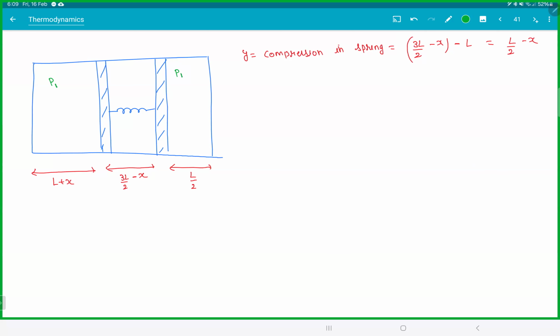Do you agree with that? Why should both be P1? Because the system is in equilibrium, this force and this force should be equal. Take the two pistons as one system.